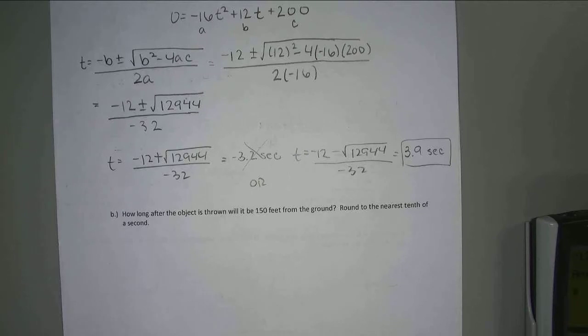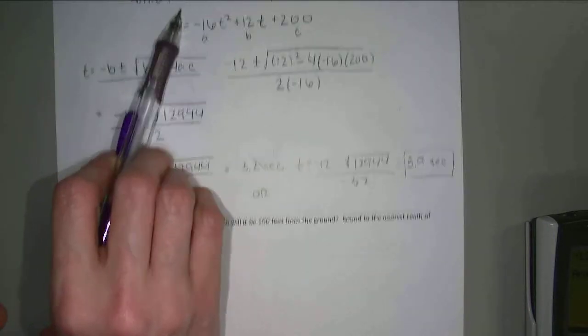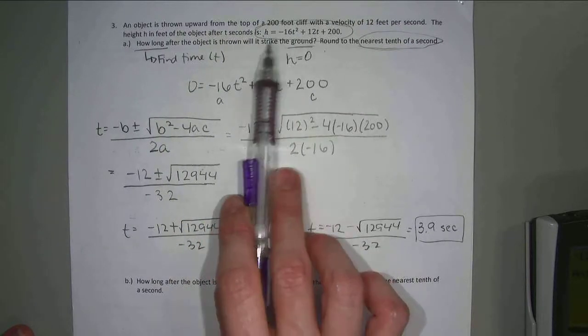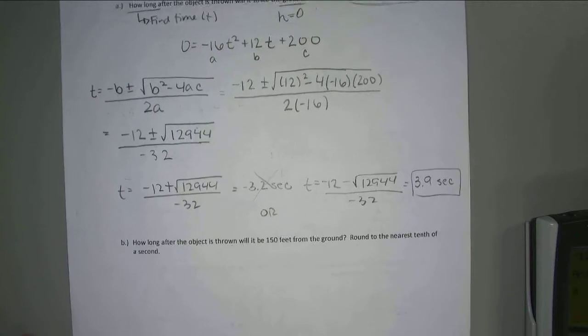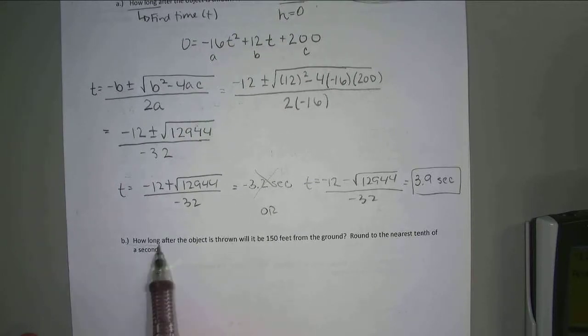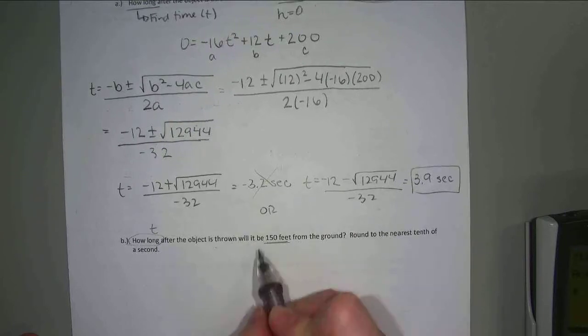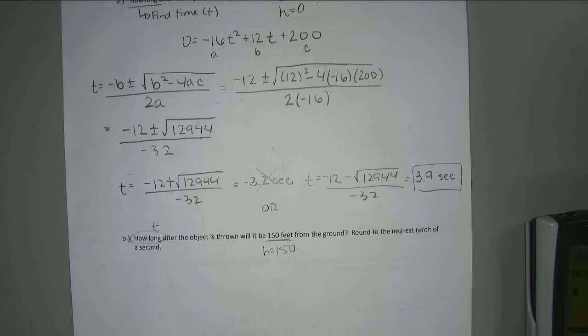So again, key thing, they're going to ask you how long, so they want you to find time. And so then they're going to have to give you a height. So here in this case it was ground, so height was 0. Notice on B, the only difference is how long. So again, it's asking us to find time. After the object's thrown, when will it be 150 feet from the ground? So what is h now? 150 feet. And that's the only difference, that we're going to plug 150 in for h, okay?